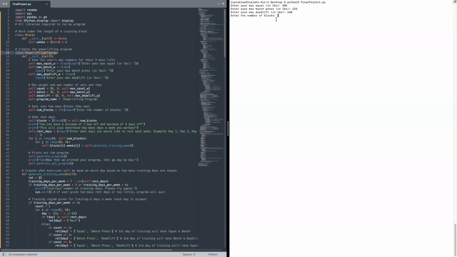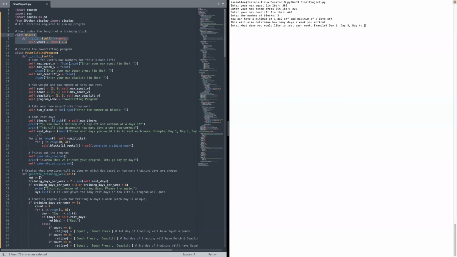So the next thing I'll ask is the number of blocks that I want. And basically what blocks are, the sets and reps will stay the same, but each week the weights will increase by certain amounts. Most powerlifting programs have 4 to 6 weeks. I decided to do 4 because majority programs have 4 weeks per block. So I hard coded that in. So let's say I want to have 3 blocks.